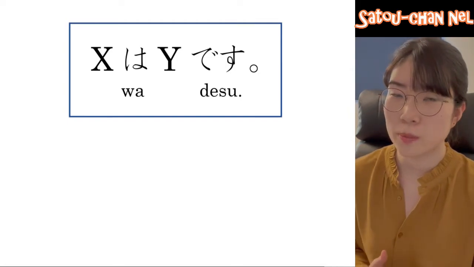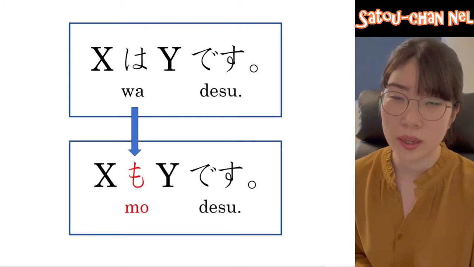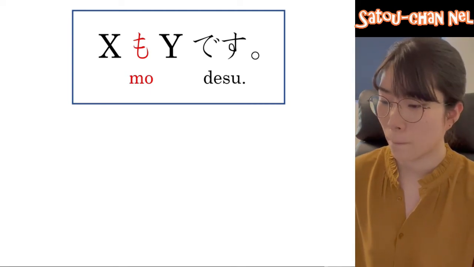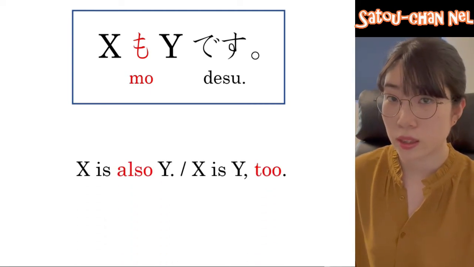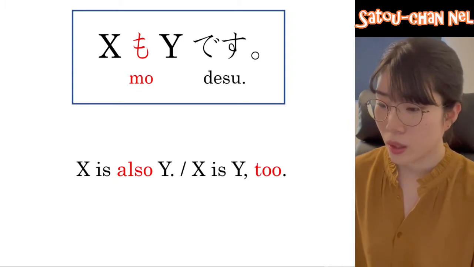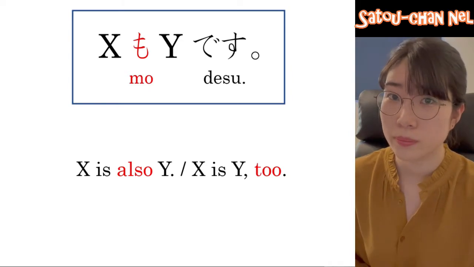X は Y です。You've already learned this grammar. You can replace particle は with particle も and change the meaning. X も Y です means X is also Y or X is Y too. So particle も means also, too or as well.